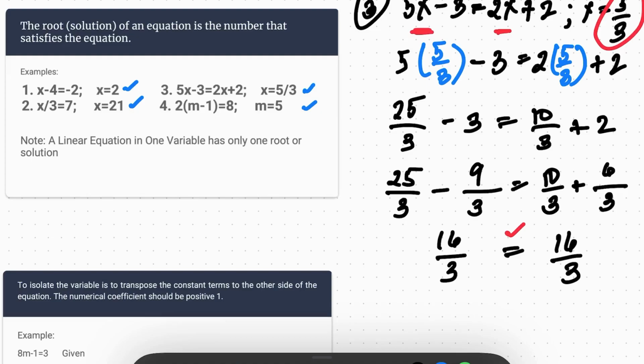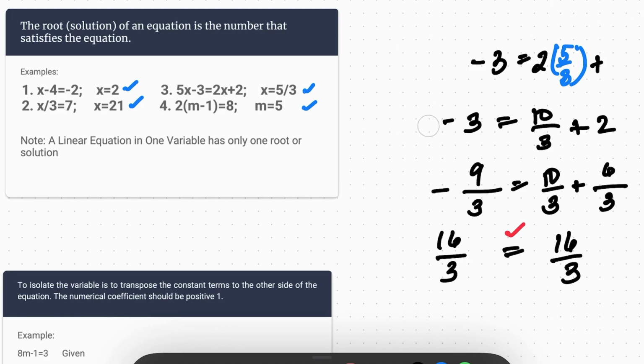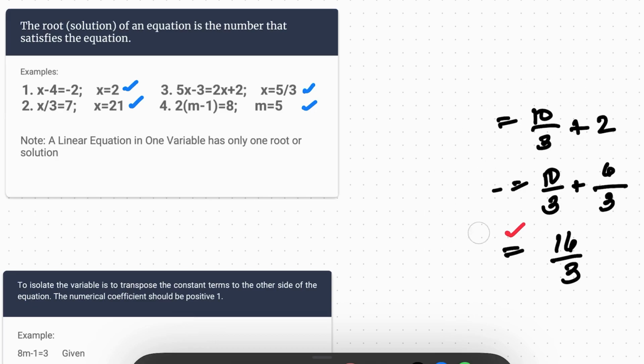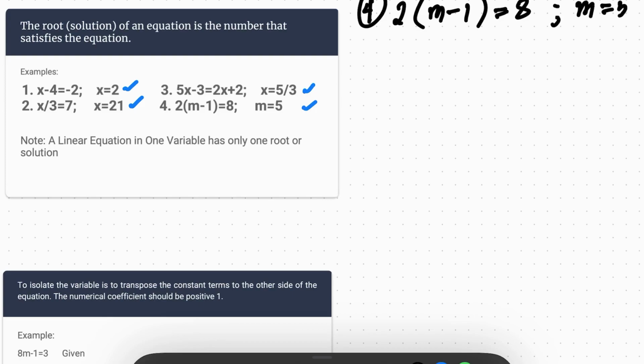Let's see, and I'm going to do some erasing once again. I hope you've taken note of the process. You may want to go back to the process if you want. And so we continue with number 4. Just a little adjustment here. So number 4 becomes 2 times quantity m minus 1 equals 8, and the replacement value is m equal to 5.